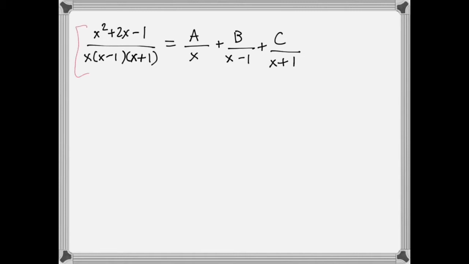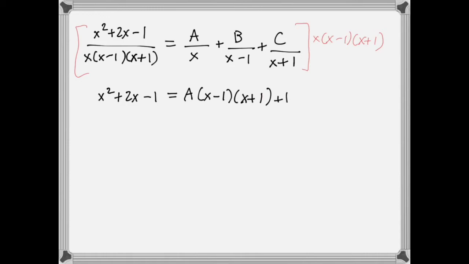So we need to multiply now the entire equation by the LCD. In this case, the LCD is x, x minus 1, x plus 1. When we multiply that, we get x squared plus 2x minus 1 is equal to a times x minus 1, x plus 1, plus b times x, x plus 1, plus c times x, x minus 1. This time I'm going to jump right into using the shortcut. Otherwise, this would actually be a 3x3 system. No fun to solve, right?